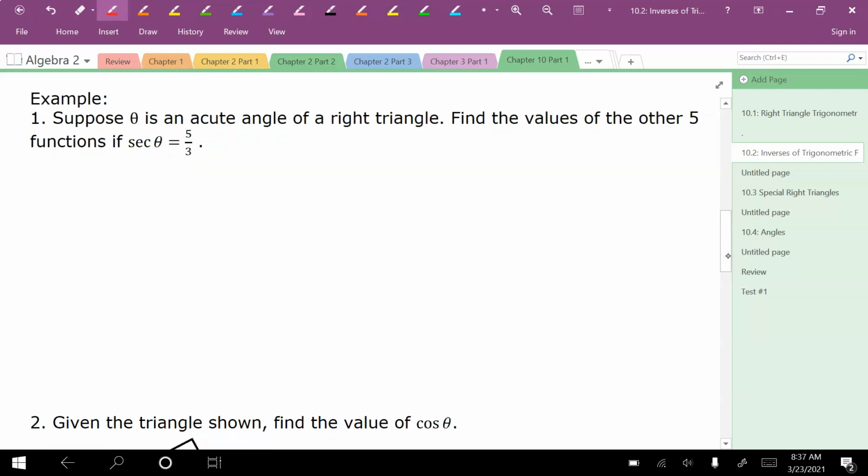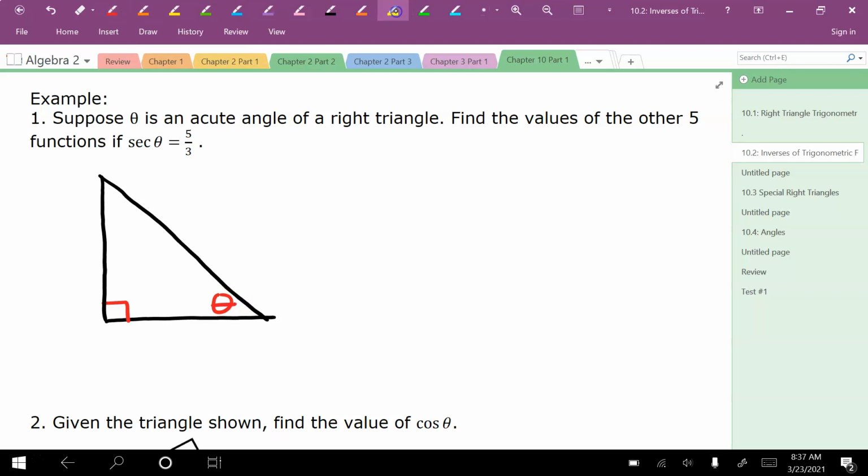So this says suppose theta is an acute angle of a right triangle, find the values of the other 5 functions if secant of theta is 5 over 3. What I would do to help you out on this kind of problem is draw a picture to illustrate what's happening first. So let's draw a right triangle here. Okay, we know where the right angle has to be. Now we don't know where theta is, but it just has to be one of the acute angles, so it doesn't really matter which angle you put it in. So I'm just going to put theta down here in the bottom right corner of my triangle.